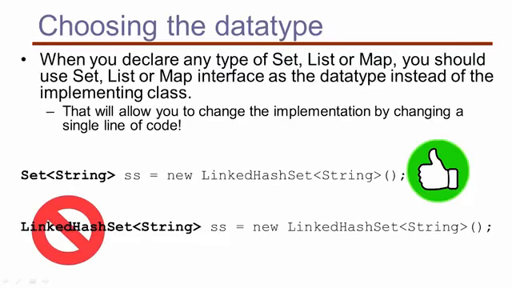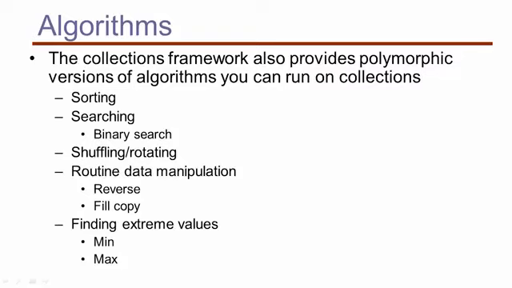Once you have selected your implementation class, you should still declare your variables in terms of the interface rather than the implementing class. This increases your interoperability with code written by others, and it allows you to change to a different implementation class in the future by only changing a single line of code. For example, if you needed a set of strings and you decided that you want to use a linked hash set implementation, you should declare your collection object to be a set of strings rather than a linked hash set of strings.